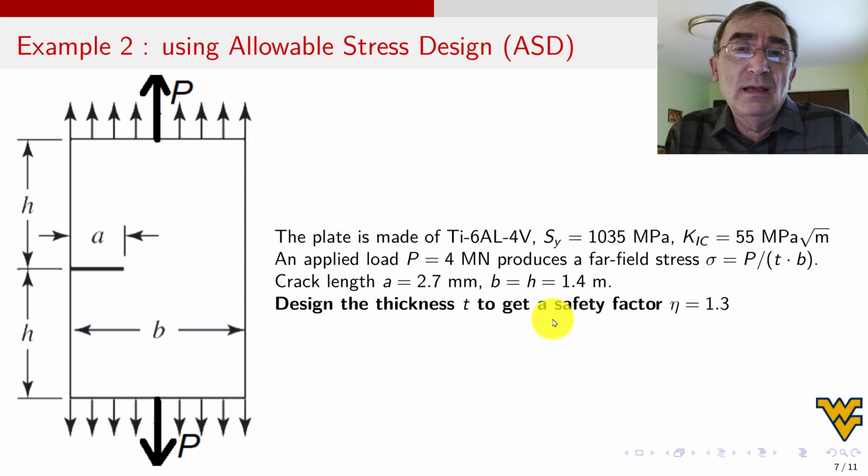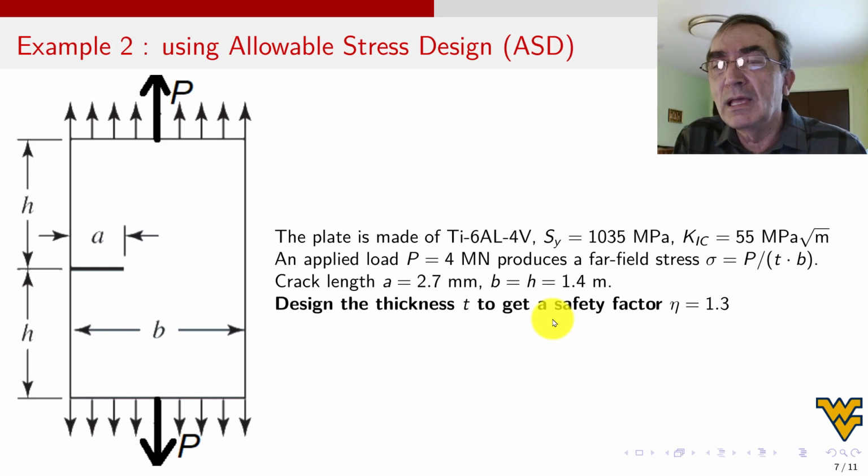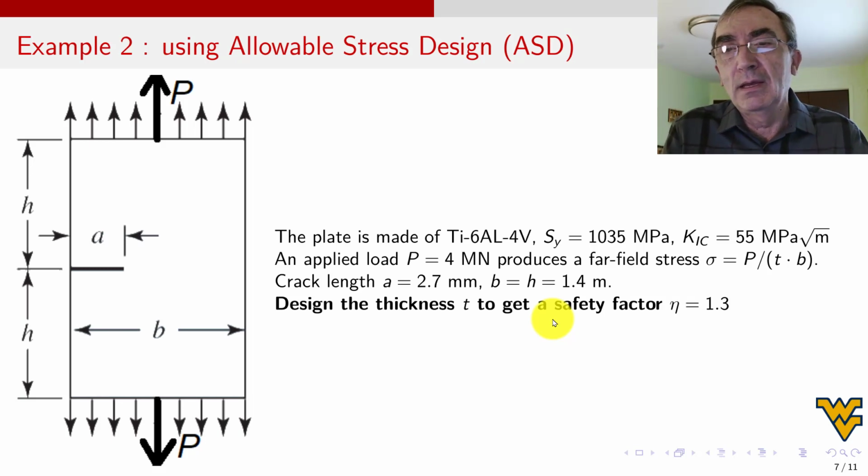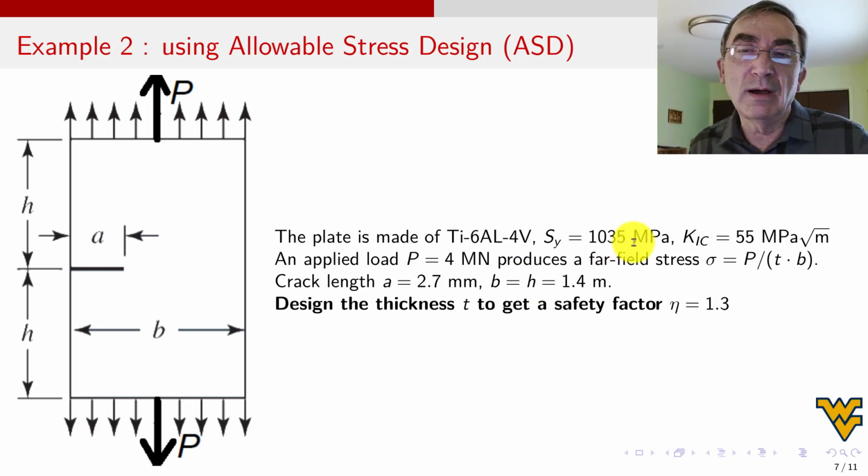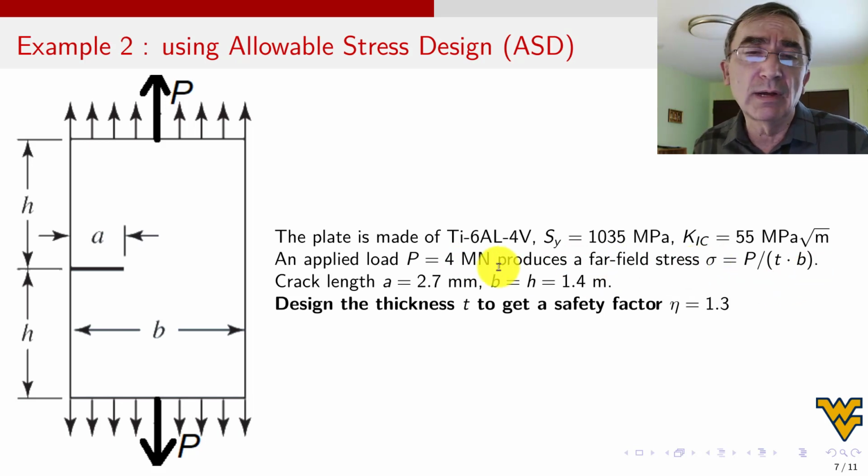And okay, for that titanium alloy, we can get the properties from a table that I showed in a previous video. S sub Y is 1035. And KIC is 55, okay? Now we put an applied load of 4 meganewtons, so we know where the load is, and that will produce far field stress, which is calculated this way. And the crack length is 2.7 millimeters. That's a small crack. This problem is more real than the previous one, okay?